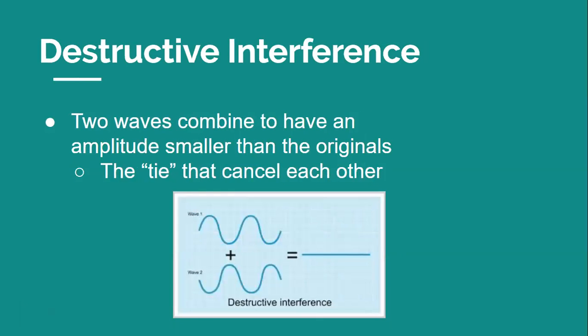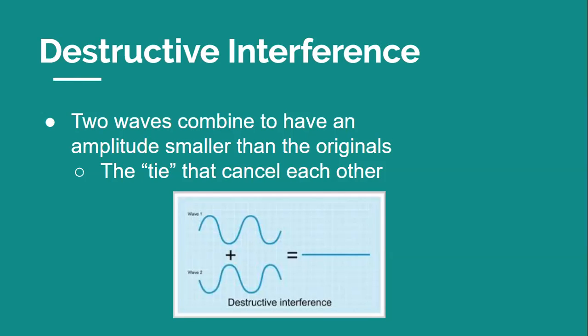Now, destructive interference is when two waves combine to form a wave with a smaller amplitude than the original waves had. This is called destructive interference. Destructive interference occurs when the crest of one wave overlaps the trough of another wave.